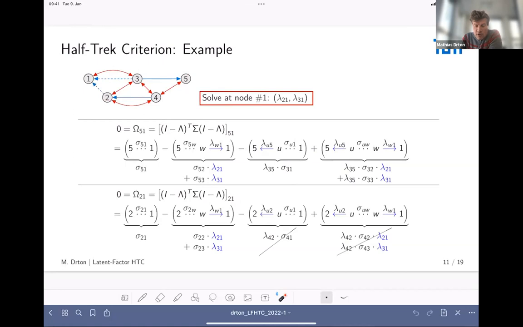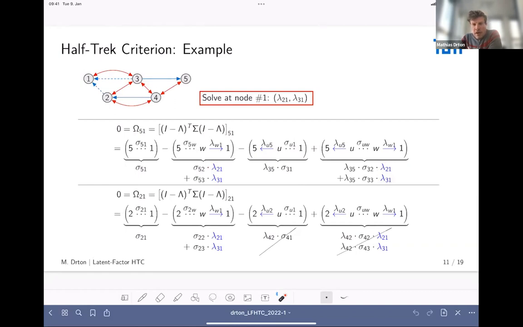Then I'm just going to expand out what this is as a function of lambda, which I want to solve for. And I'm going to focus on the two coefficients that I want to solve for in the first column of lambda. And so these are these two guys. And you see that since I'm only looking at off-diagonal entries here, there will be no squares. So this is a multilinear equation. And so in particular, it's linear in the things I want to solve for.